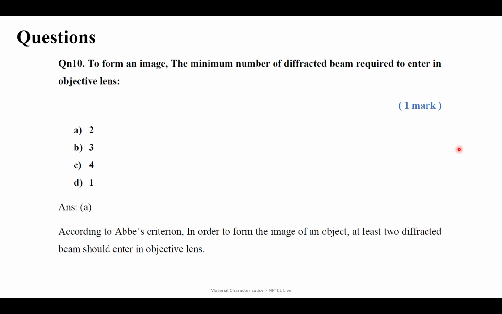That is correct. The answer is A. So according to Abbe's criterion, in order to form the image of an object, at least two diffracted beams should enter the objective lens. So the meeting point of these two beams will be defined as the image point. So a single beam cannot form an image, at least two are required.